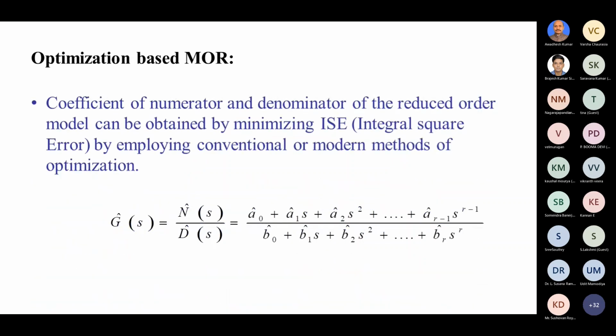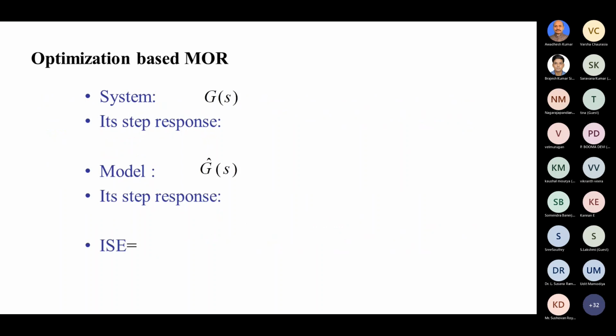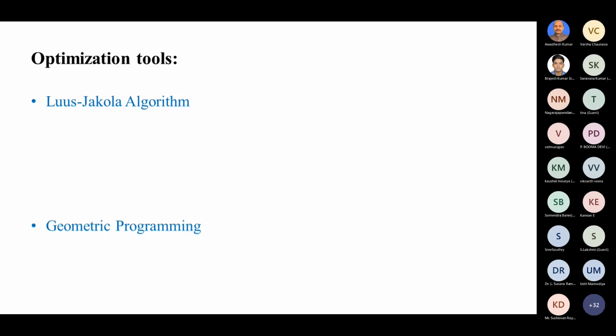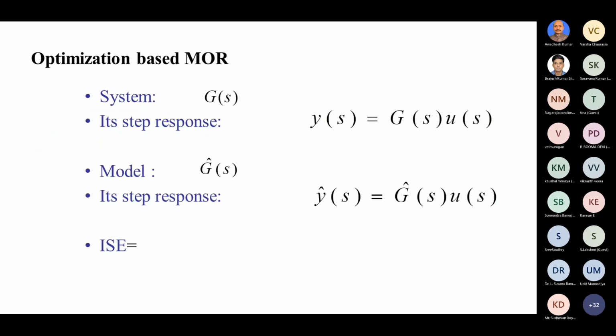Then in the frequency domain, what I was trying to tell you, optimization based methods are also existing there. Coefficients of the numerator and denominator of the reduced order model can be obtained by minimizing the ISE by conventional or evolutionary algorithm methods. So if G(s) is the transfer function of the system, and Y(s) is the response, and Ĝ(s) is the transfer function of the reduced order model, and Ŷ(s) is the response. Then ISE can be, that is probably missing. The slide is probably missing.